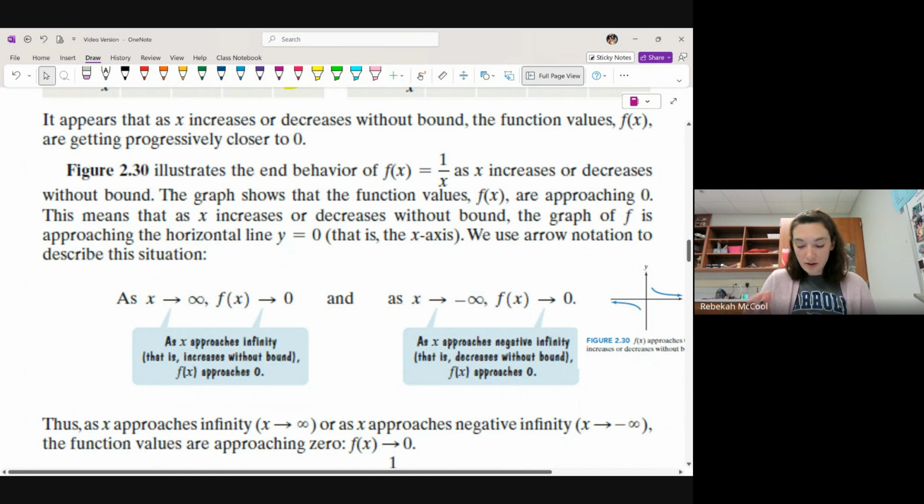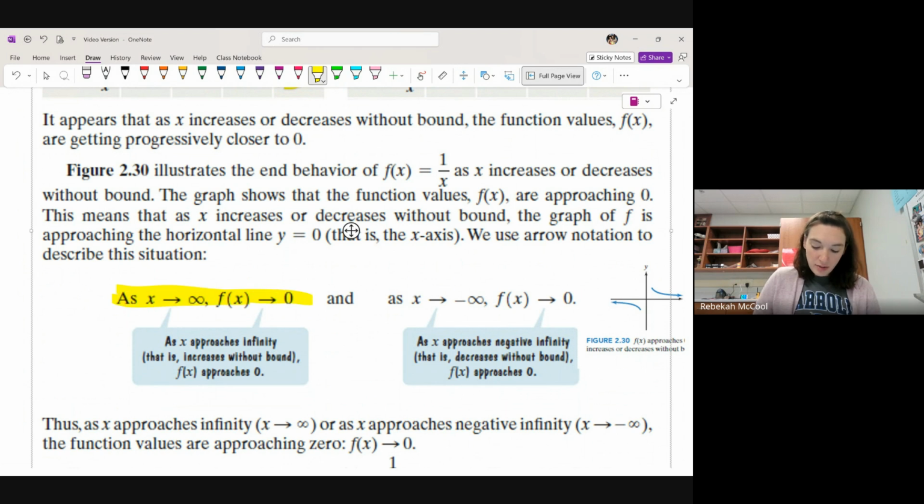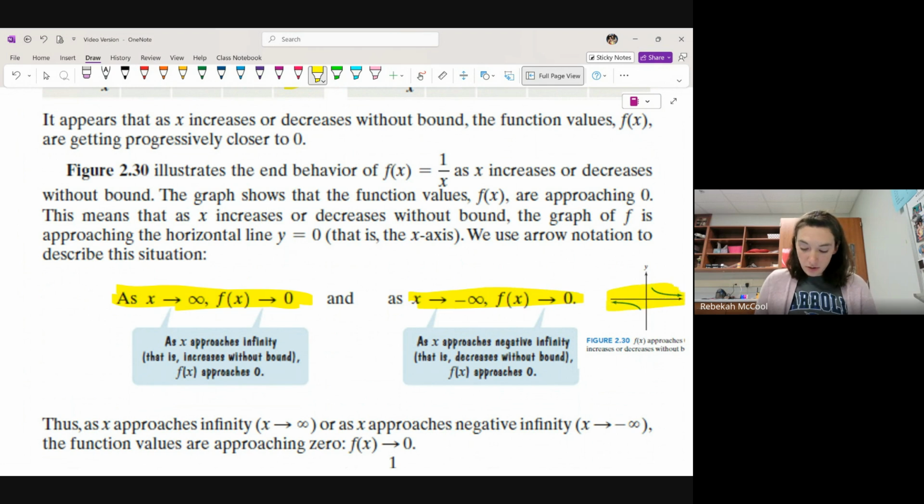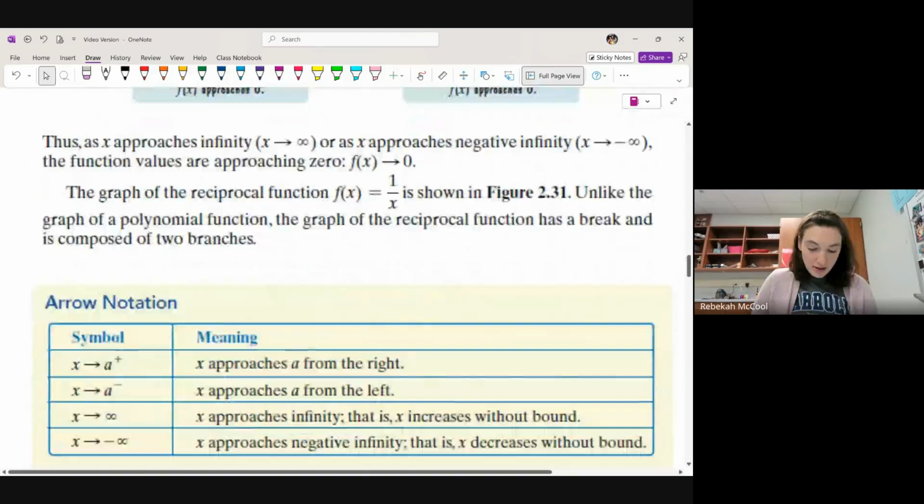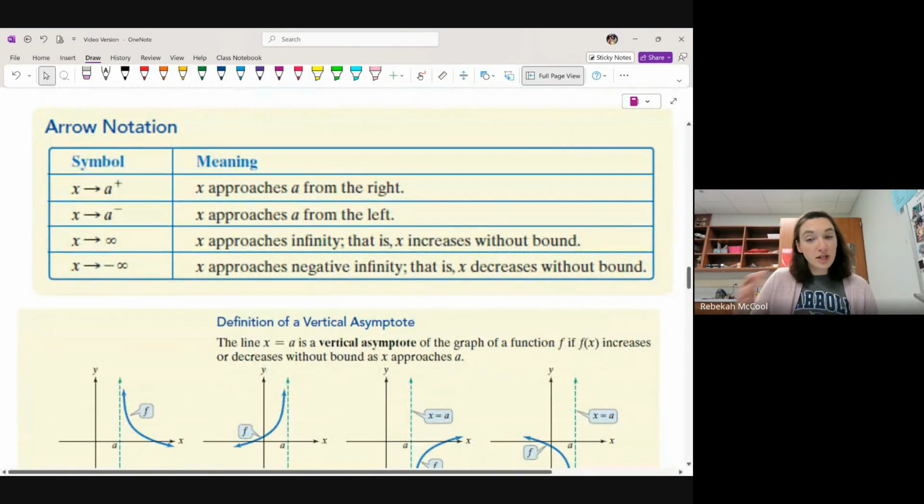So again, this is talking about end behavior. In this case, both as x goes to positive infinity and as x goes to negative infinity, our y values are getting stuck by that horizontal asymptote, which is happening at 0. This is just reiterating that notation of approaching from the right and approaching from the left, and then saying as x goes to infinity or as x goes to negative infinity.